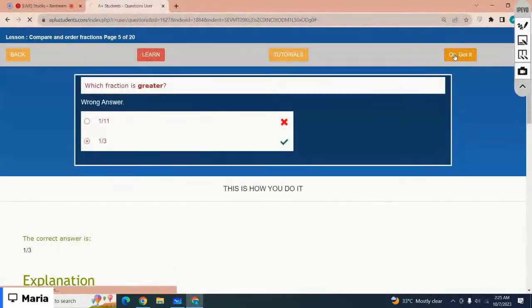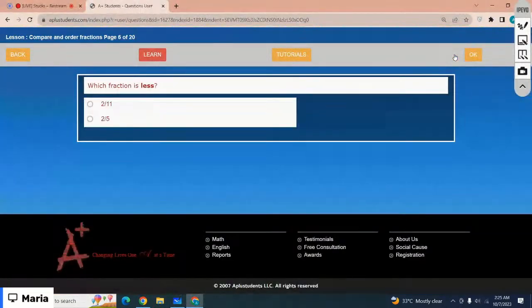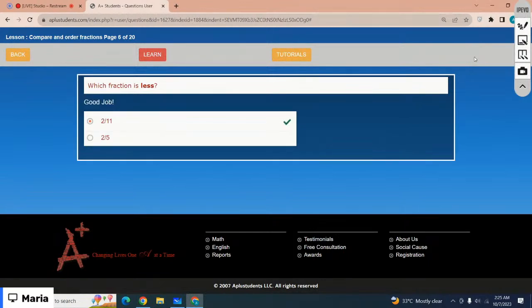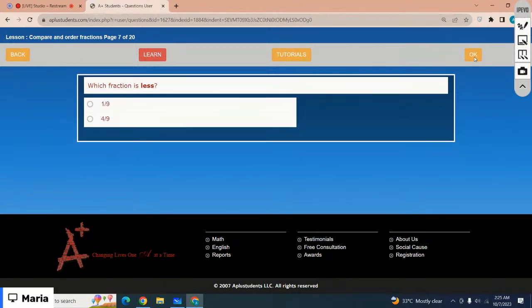Okay, which is less, 2 over 11 or 2 over 5? Which is the correct option? The lesser one is 2 over 11, right? Okay, you can complete the lesson by yourself later today. Let's move on to the next lesson.